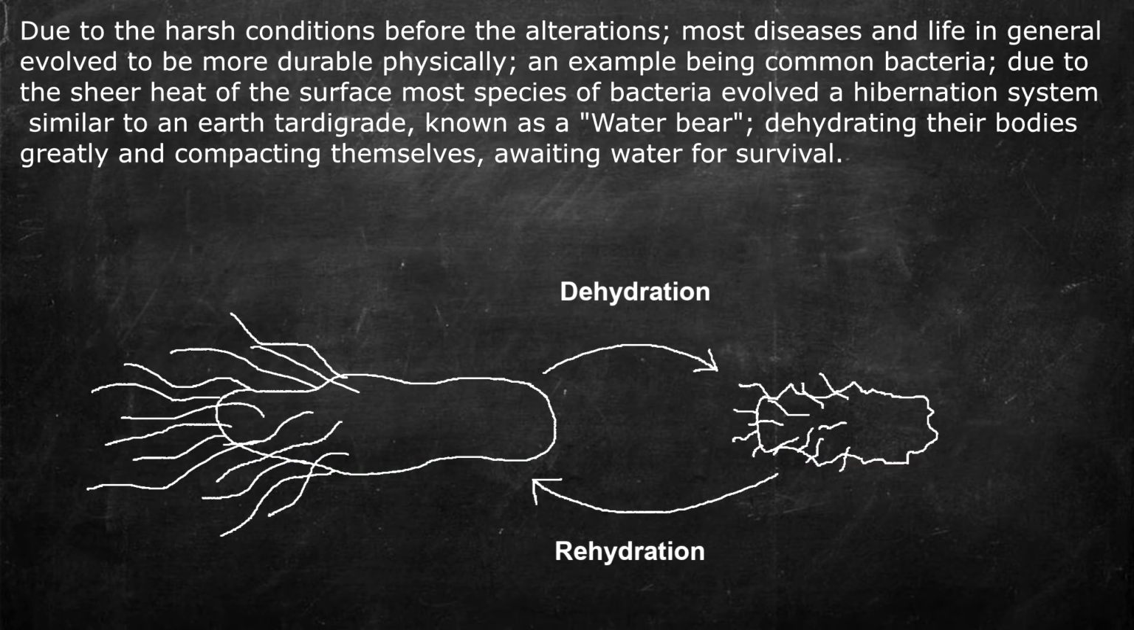Due to the harsh conditions before the alterations, most diseases and life in general evolved to be more durable physically, an example being common bacteria. Due to the sheer heat of the surface, most species of bacteria evolved a hibernation system similar to an Earth tardigrade, or known as a water bear, dehydrating their bodies greatly and compacting themselves, awaiting water for survival.